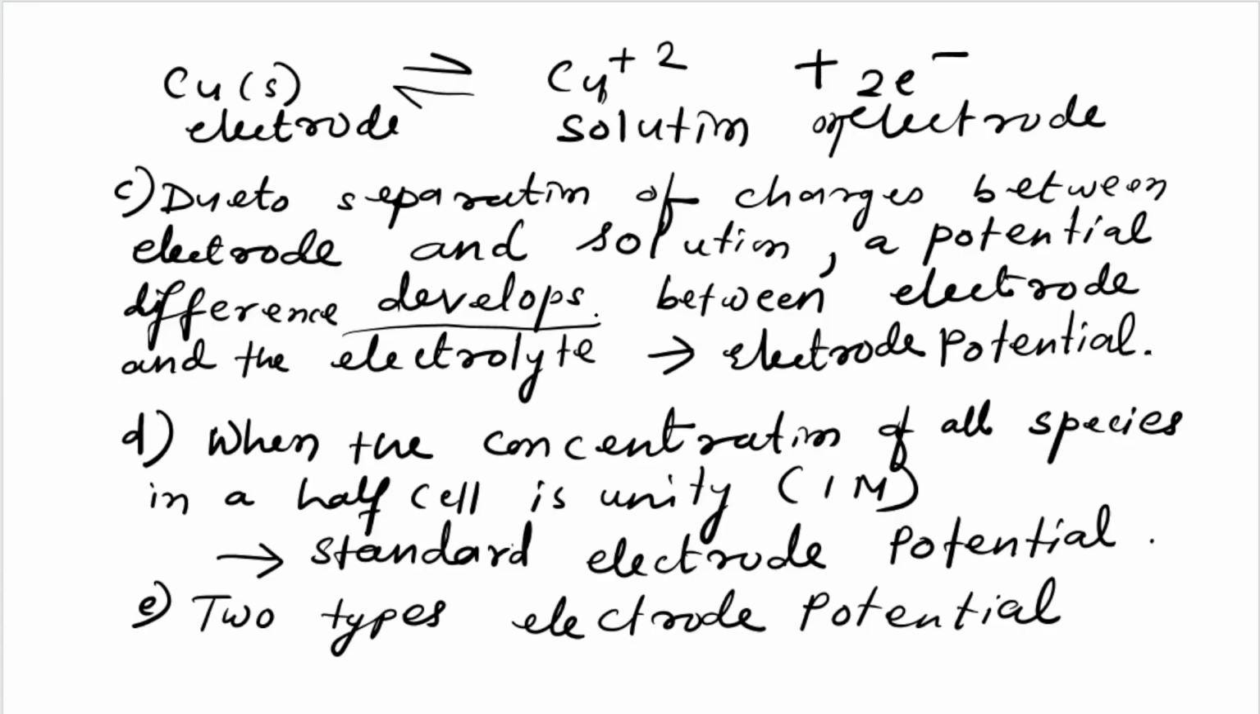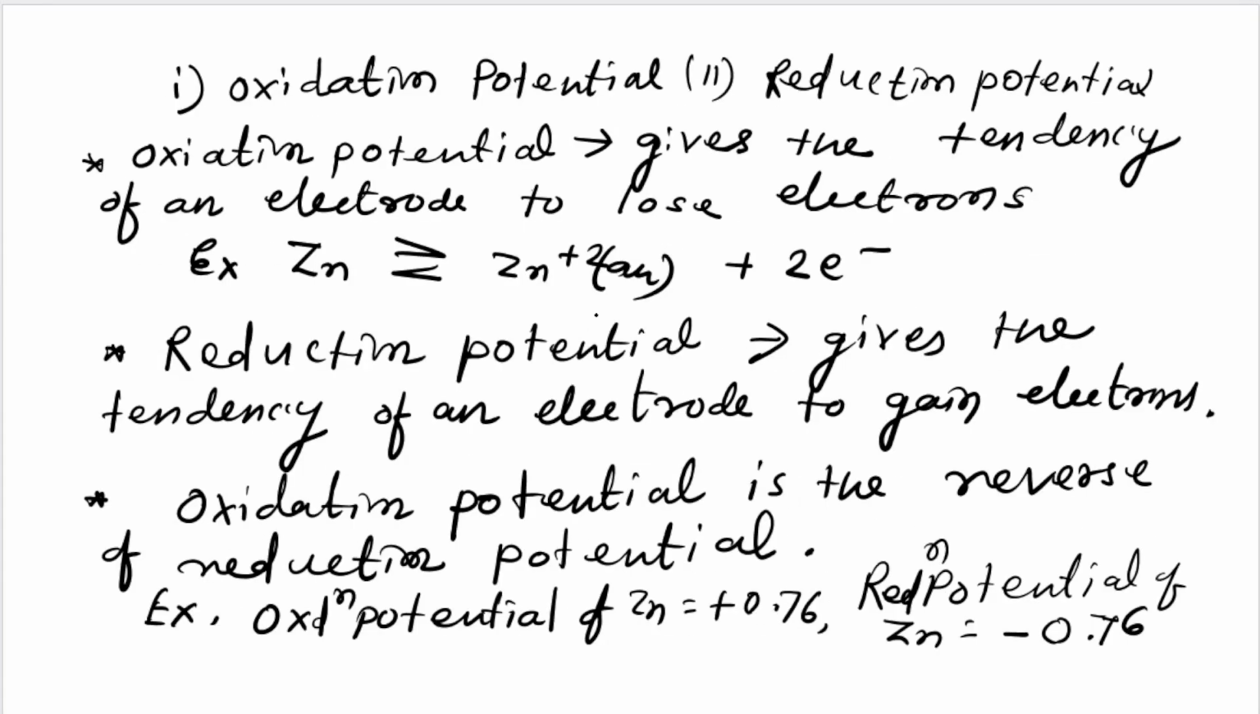There are two types of electrode potential: one is oxidation potential, the other is reduction potential. What do you mean by oxidation potential? The word itself indicates it: oxidation potential gives the tendency of an electrode to lose electrons. Oxidation means losing electrons. For example, zinc solid gives Zn plus 2 aqueous, losing 2 electrons.